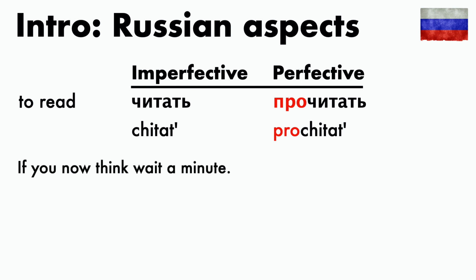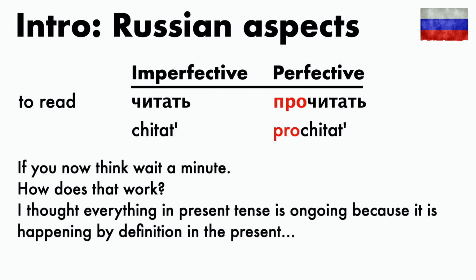If you think, wait a minute, how does that work? I thought everything in present tense is ongoing because it is happening, by definition, in the present. You are correct. As you will see, there is no perfective completed aspect in the present tense.